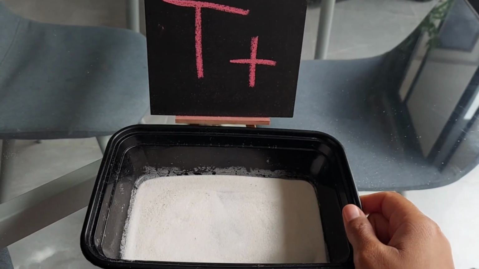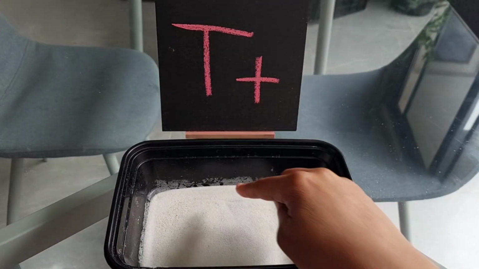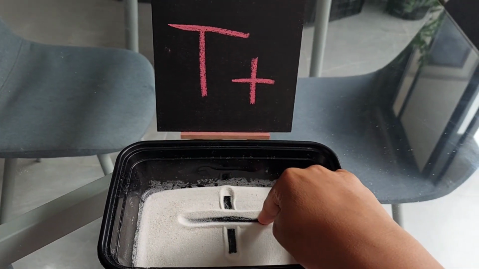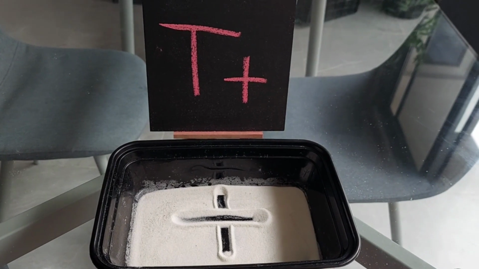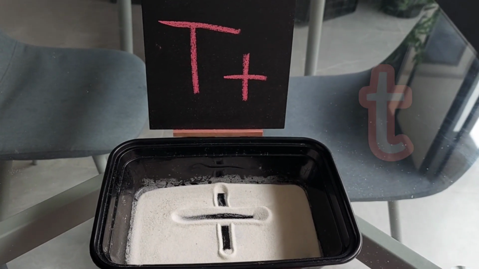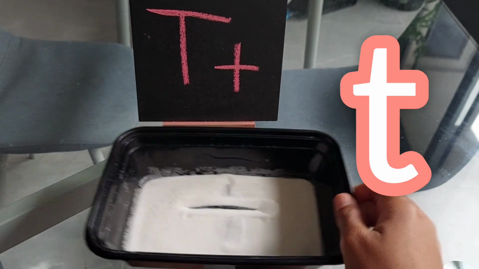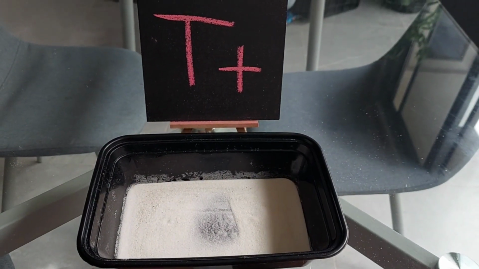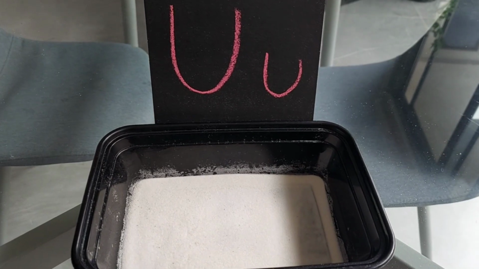Now let's do a lowercase t. To write a lowercase t, we'll start at the top and go all the way down to the bottom. And then we'll do a line straight across in the middle. And that's how you write a lowercase t. Fantastic job, guys. You guys are doing amazing. Now let's learn how to write the letter U.